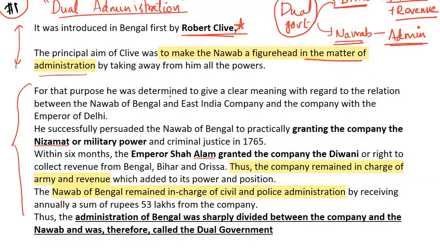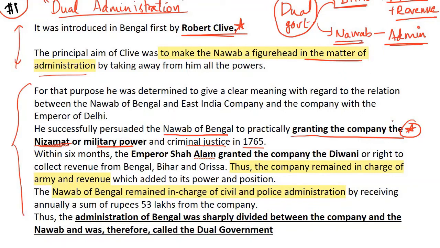So for that purpose, Robert Clive was basically determined to give a clear meaning with regard to the relation between the Nawab of Bengal and East India Company as a company, and the company with the Emperor of Delhi. The important point here is this: he successfully persuaded the Nawab of Bengal to practically granting the company the Nizamat or military power and criminal justice in 1765. So this is important. The company got hold of the Nizamat, that is military power.